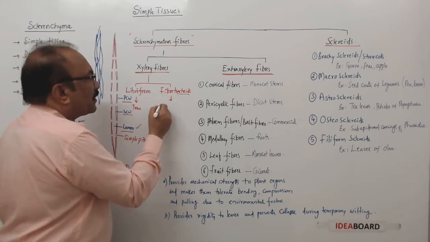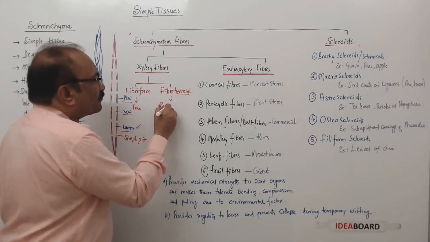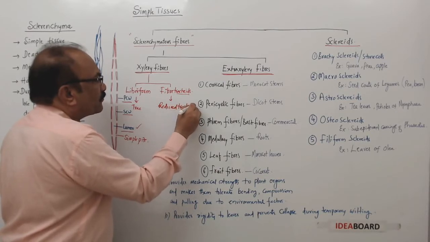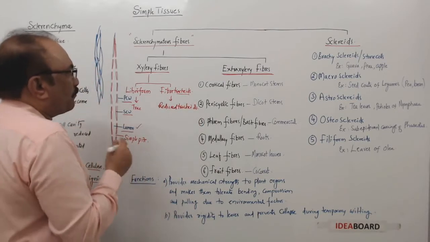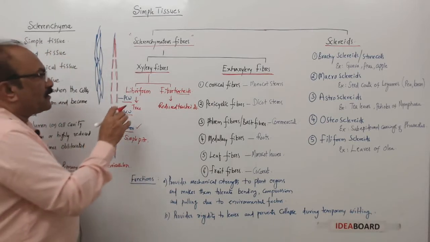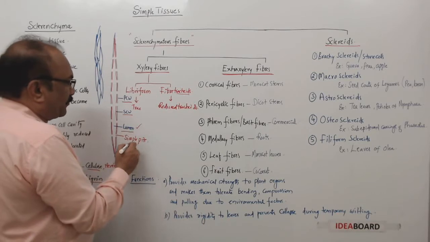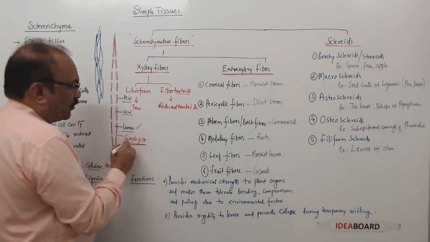So these are reduced tracheids. But how to differentiate these libriform and fiber tracheids? Simply with the pits. So you just remember this point.